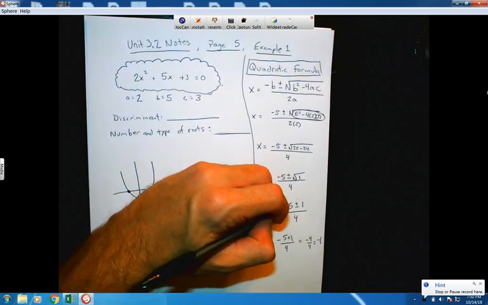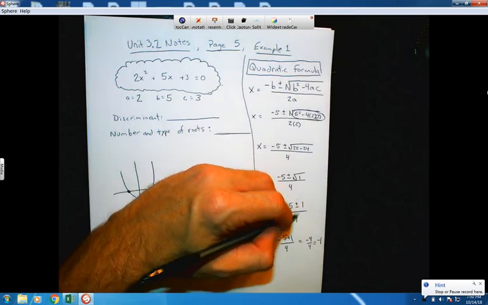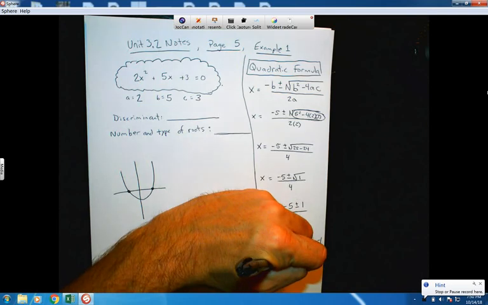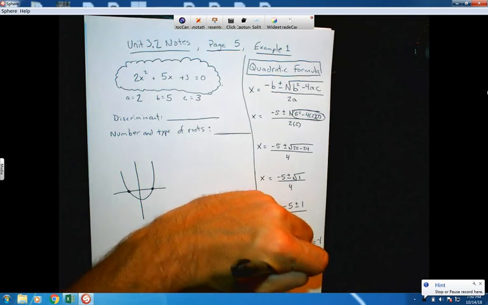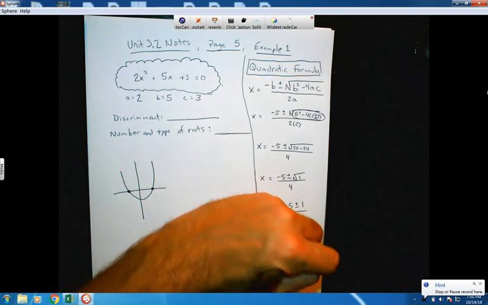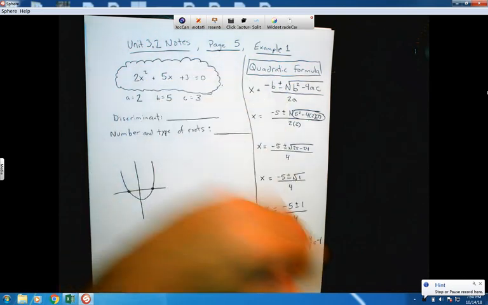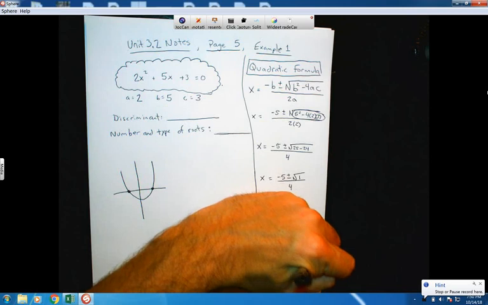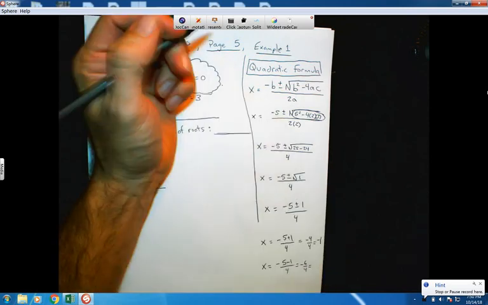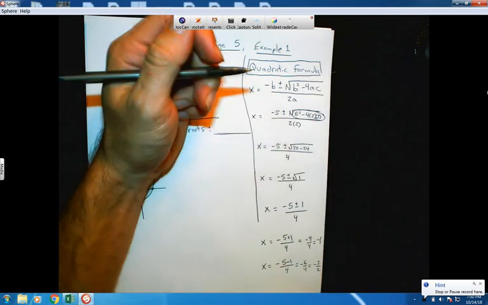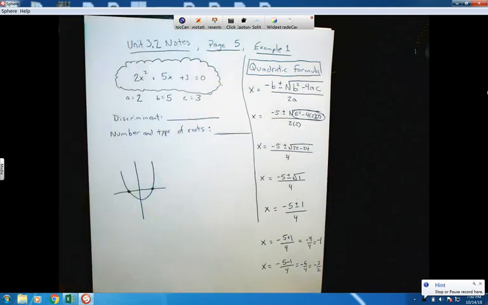So we just did negative 5 plus 1 divided by 4. Now let's do negative 5 minus 1 divided by 4. x equals negative 5 minus 1 divided by 4. That would be the same thing as negative 6 divided by 4, or that would be the same thing as negative 3 halves.